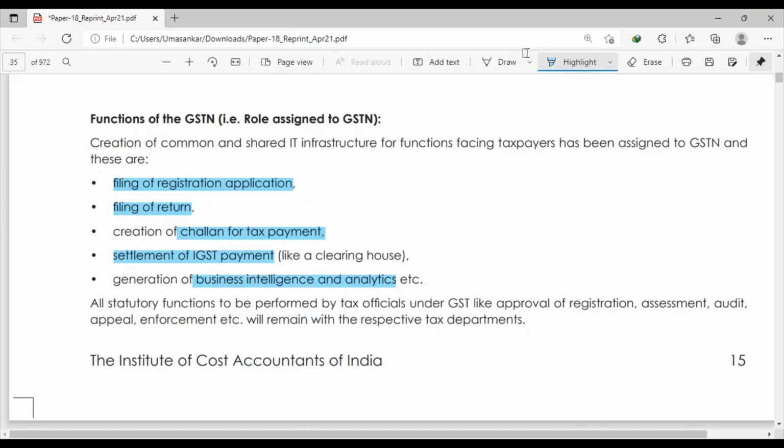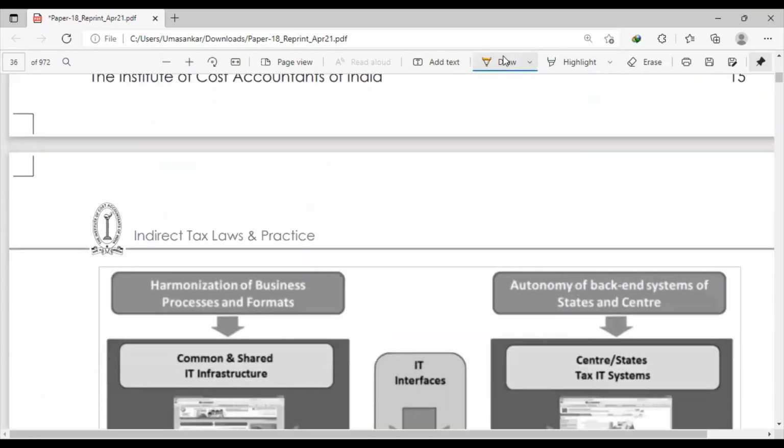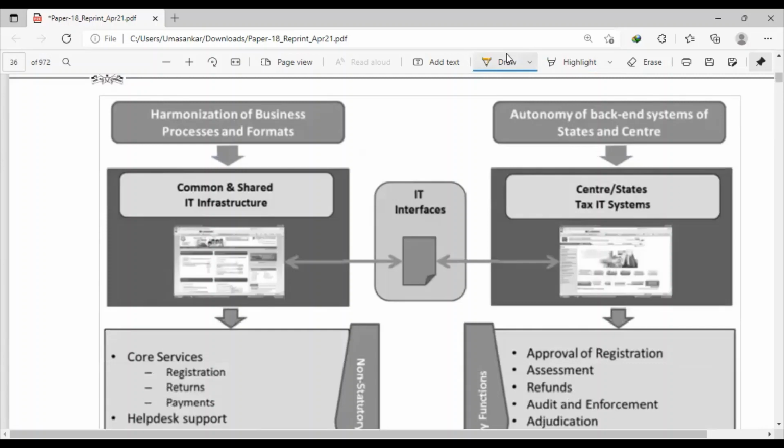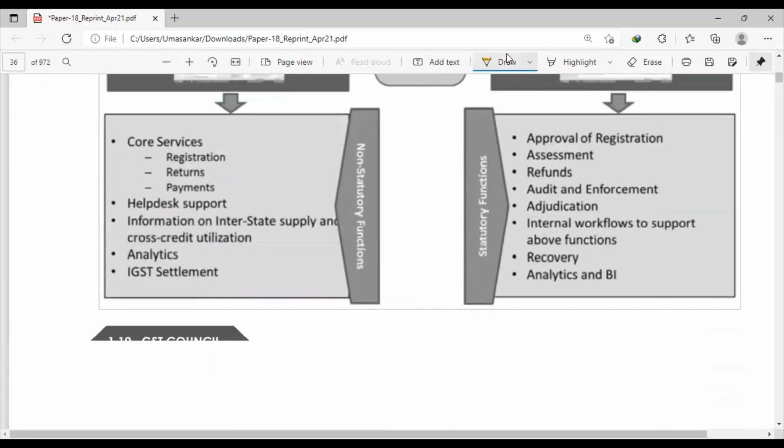Then all statutory functions to be performed by tax officials under GST, like approval of registration, assessment, audit, appeal, enforcement, will remain with the respective tax department. All approvals will depend on the tax department. I will say for these things, GST has no role. GST will just reflect the data. Audit, appeal, all these functions should be performed by the tax officials. Okay. Next.